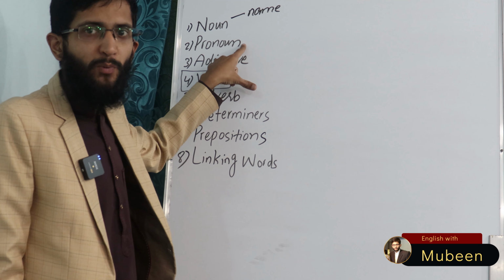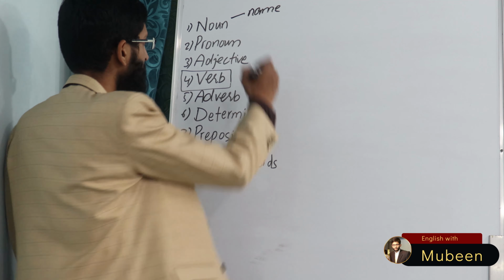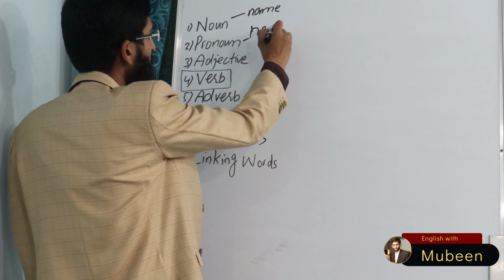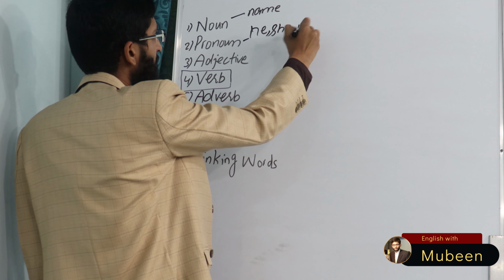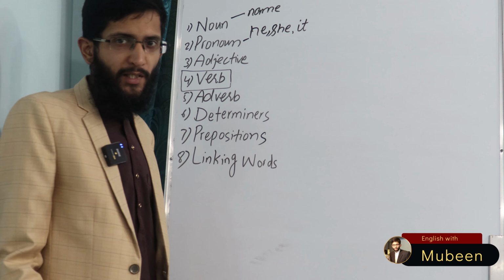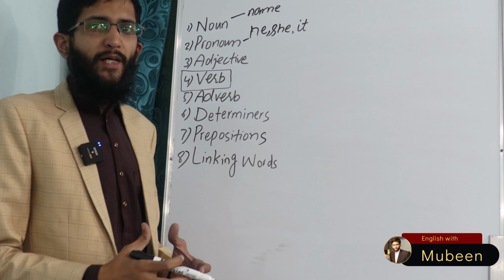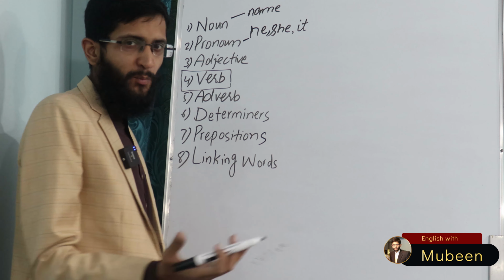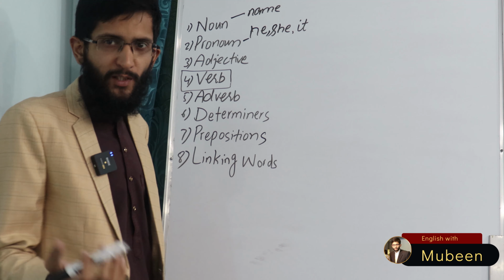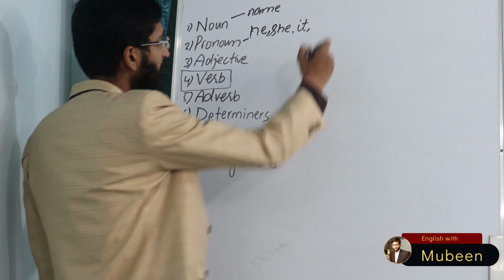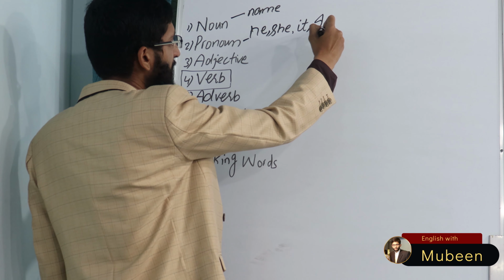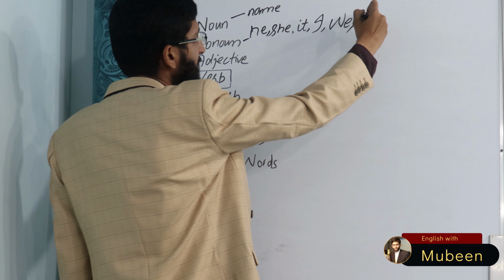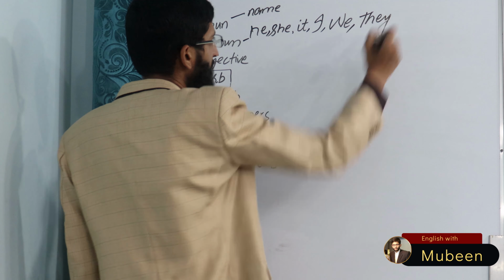So after name, you use pronoun in grammar. Pronoun can replace any name. For instance, he can be used for a boy name, she can be used for a girl name, it can be used for any abstract thing or anything where gender is not important to mention. A table, for instance, you don't need to tell whether it's a male or female. I can be used for both male and female. We can be used for both male and female. And they can be used for both male and female.